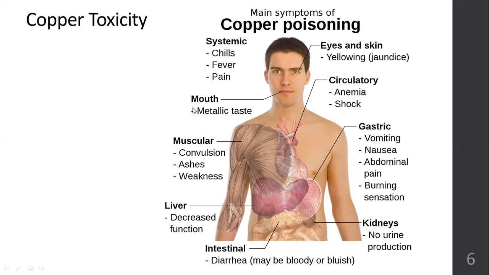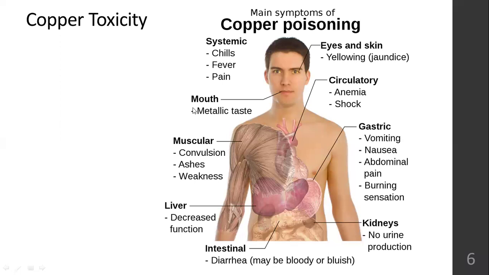There is a metallic taste in your mouth. Anemia, the person may go into shock. Convulsions can take place because copper is involved in neural signaling. When there is too much uncontrolled signaling, that leads to epilepsy, convulsions, vomiting, nausea, abdominal pain, burning sensation. The liver is not able to function properly. Kidneys, there is no urine production. Diarrhea, there could be bloody or bluish diarrhea.